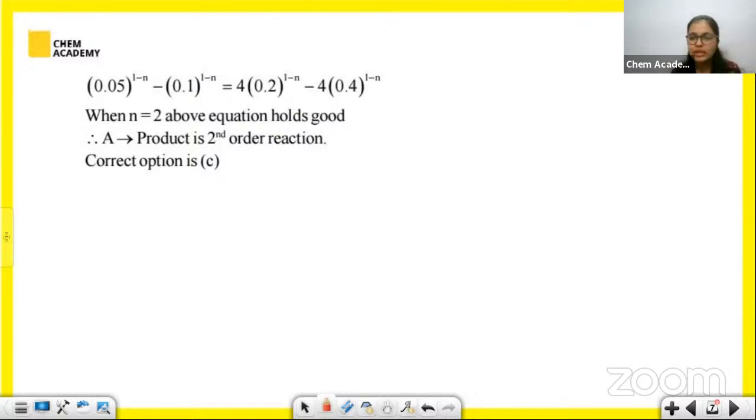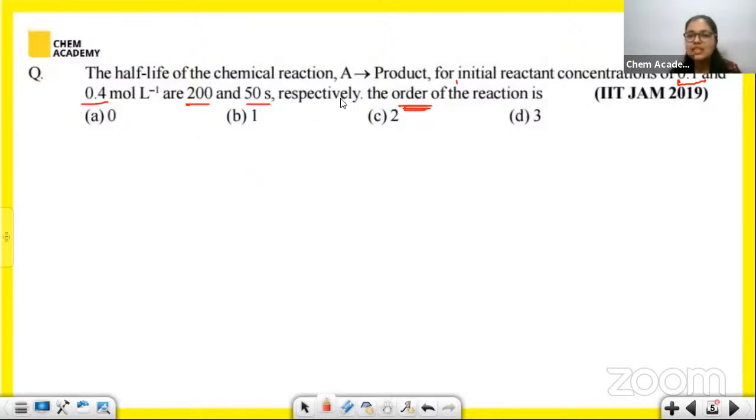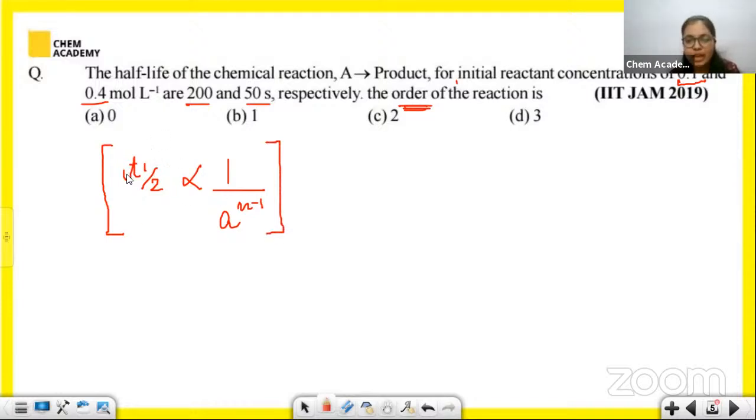Now, I will also tell you a simpler way of doing this question. Since we've been given half-life times in this question, we should know that t half is inversely proportional to A raised to the power n minus 1. You just need to remember this, and a lot of questions will become very easy for you. So, half-life is inversely proportional to initial concentration raised to the power order minus 1. n is the order. So, if we use this equation for solving this question, we will easily get the order. Let us see how we do that.